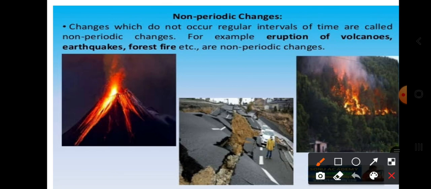Today an earthquake happened, next year the same day it will happen, means no, you are not sure. Next day also it can happen, on the same day it can also happen. So forest fires, earthquakes, volcanic eruptions, these are some of the non-periodic changes that we observe in our day-to-day life.